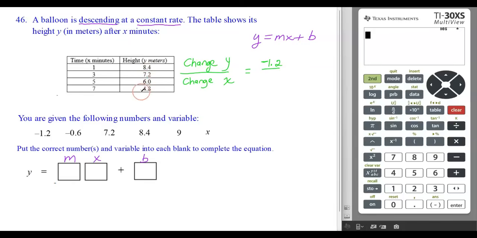When I'm doing this, I kind of like to start at the bottom of the table. Let's take the bottom number, 4.8, and subtract the number right above it, 6.0.